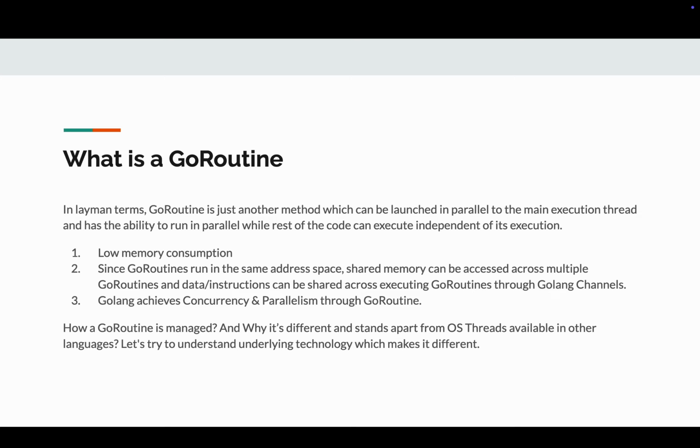Let's understand what is a GoRoutine. In layman terms, GoRoutine is just another method which can be launched in parallel to the main execution thread and has the ability to run in parallel while rest of the code can execute independent of its execution. Main points of GoRoutine should be low memory consumption. Since GoRoutine runs in the same address space, shared memory can be accessed across multiple GoRoutines, and data or instructions can be shared across executing GoRoutines through Golang channels.